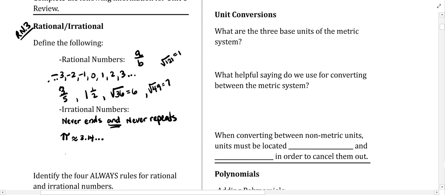But then there's also your non-perfect squares. Like the square root of 11, okay? The square root of 7, square root of 43. Because those numbers are not perfect squares, they're going to be irrational numbers.